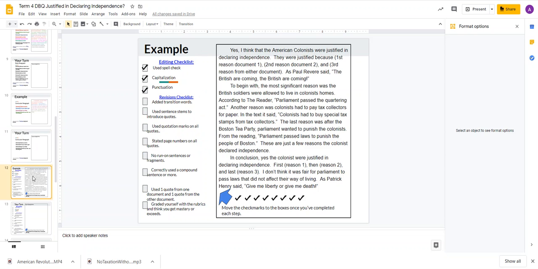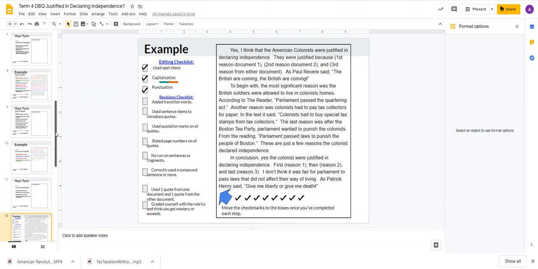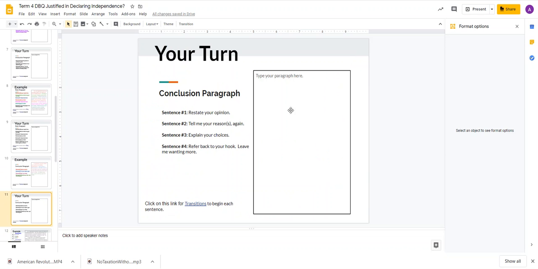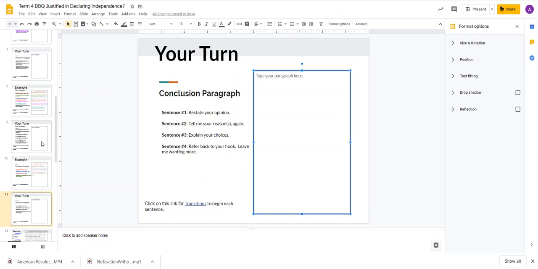Next week, you are going to get into slide 12 where you're going to do editing. So this week, you're focused on completing your rough draft or your sloppy copy, which is all going to be done in these boxes right here. This is where you're putting all of your paragraphs. These are your sloppy copies. That is going to be completed by Friday.